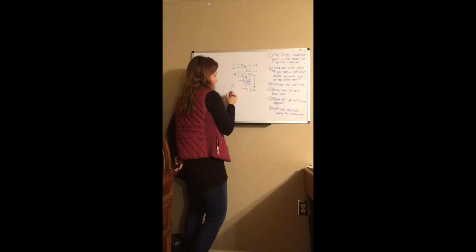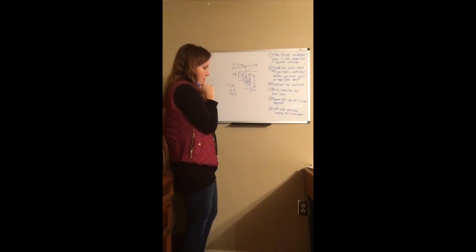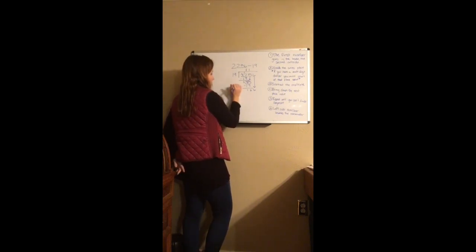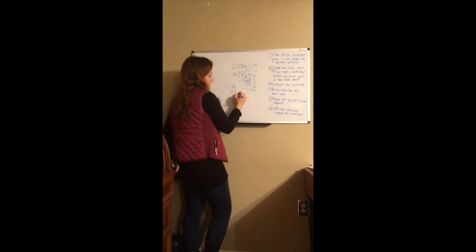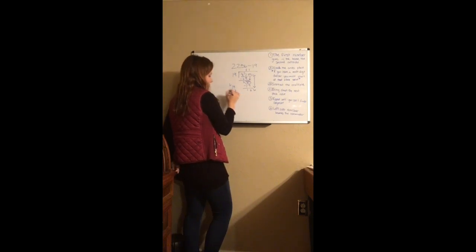Okay, 19 times 5. 19 times 5 is 95. Well, I think I can still go bigger. So let's try 19 times 7. 9 times 7 is 63. 7 times 1 is 7, plus 6 will give us 133.